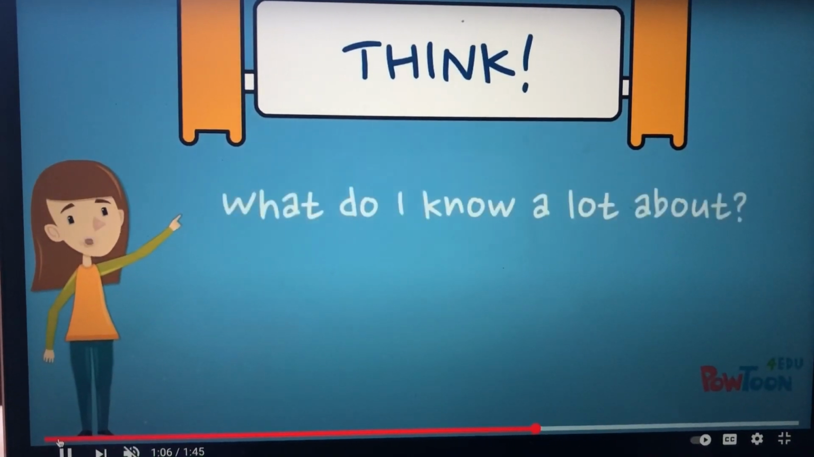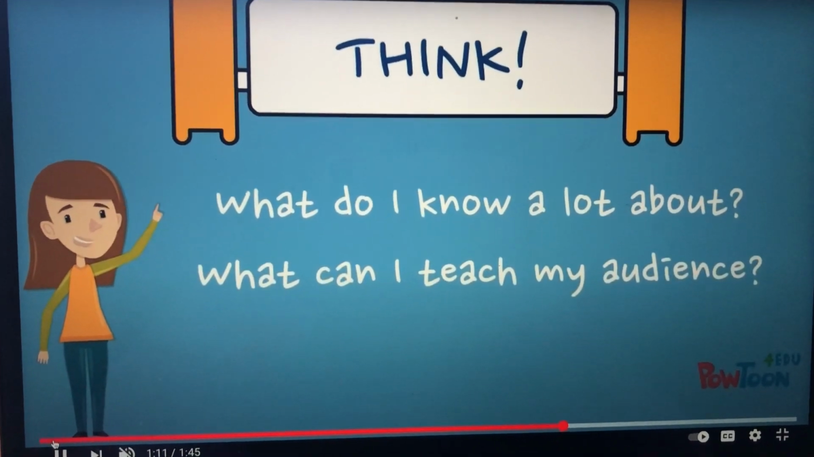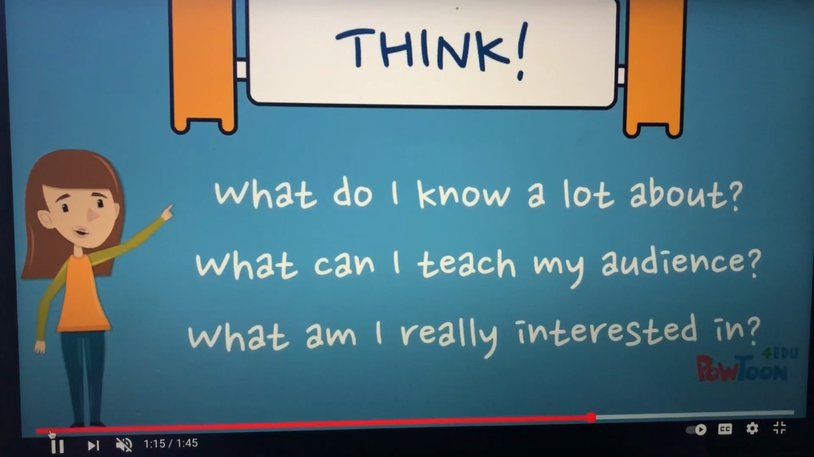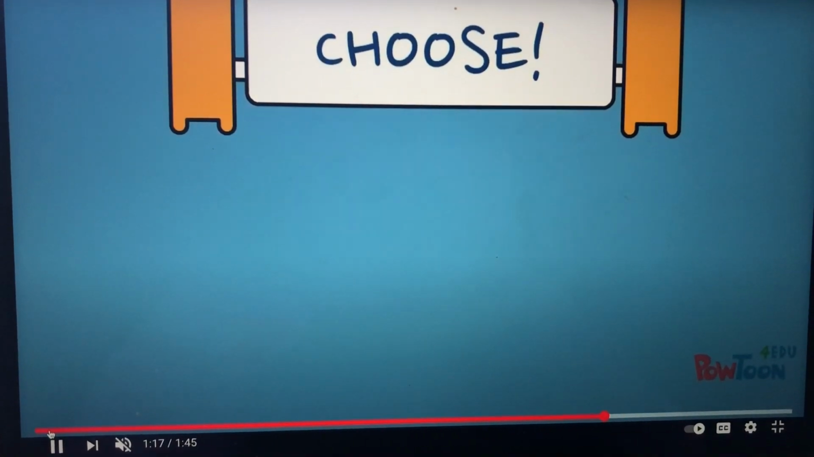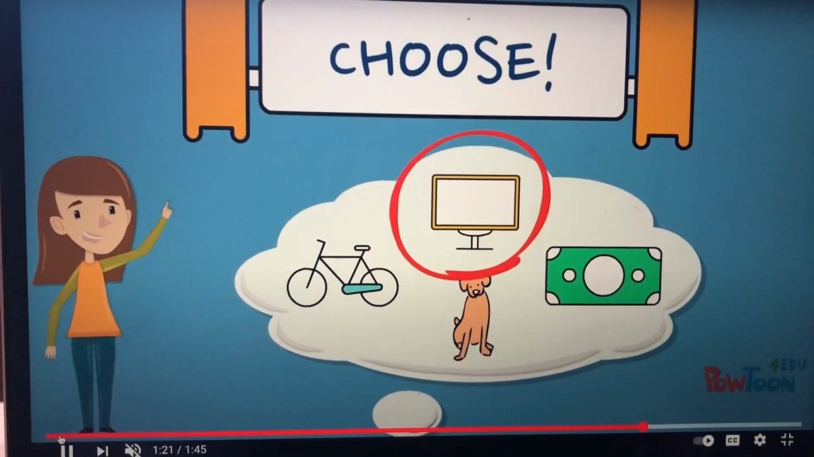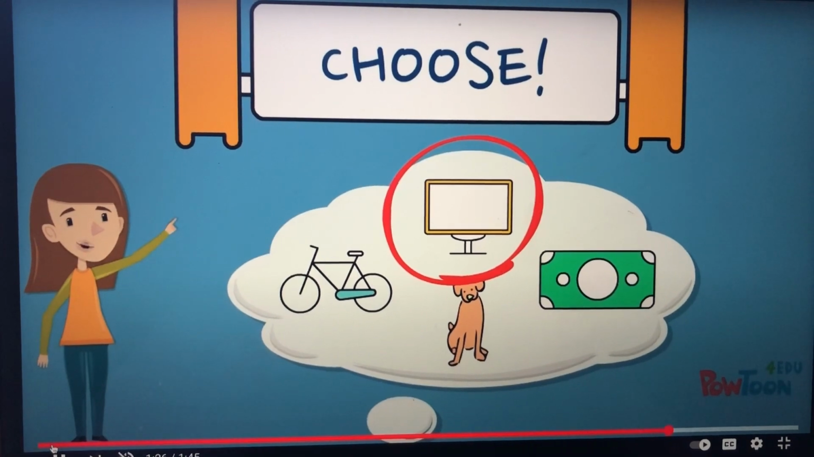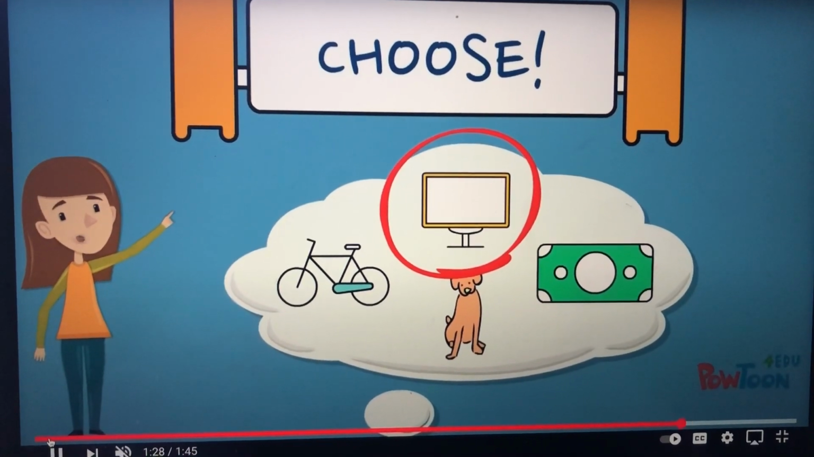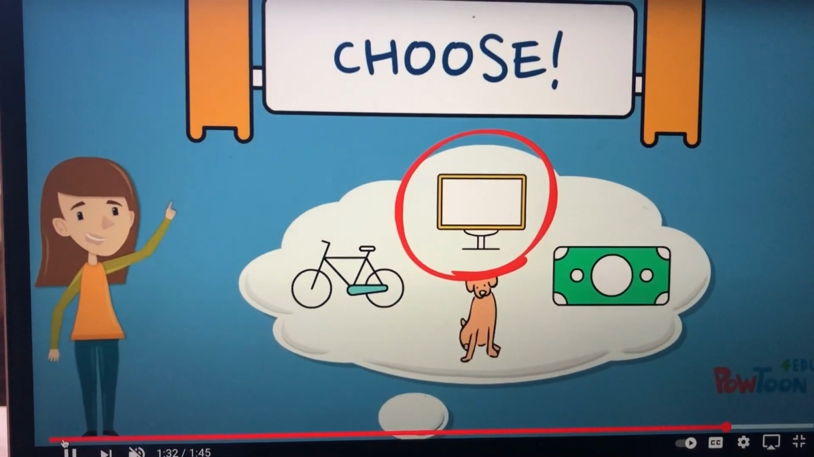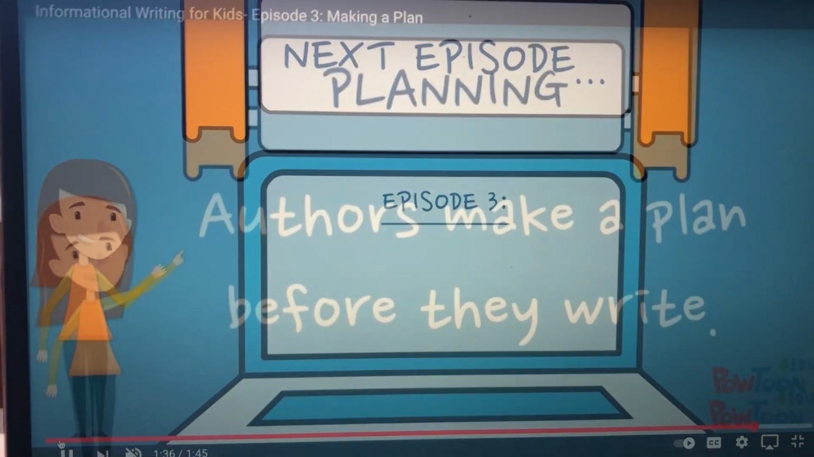So if you're going to write about dogs, so what do I know a lot about? What can I teach my audience? What am I really interested in? Then you're going to choose. All right, bikes, computers, dogs, money. Oh, I really like computers, and my audience would be my class, and I know I could teach them a few things about computers that they would all really like to read about. So that's the choice I've made, so that way I won't get bored and I'll have lots to say about this topic. I'm ready to make my plan.